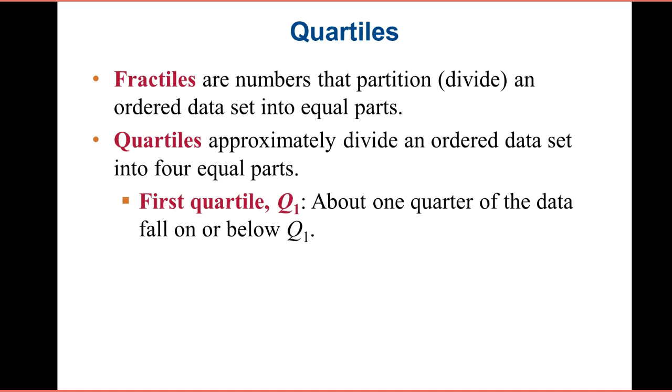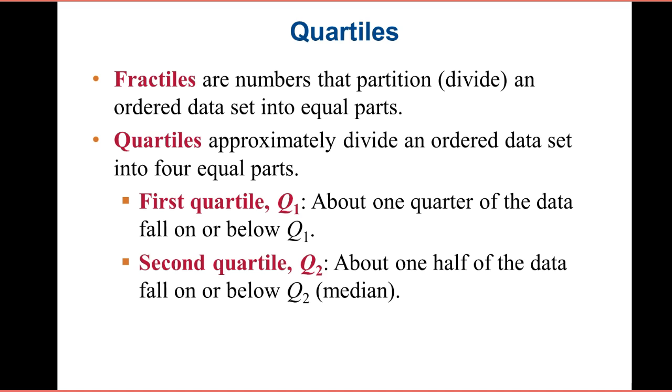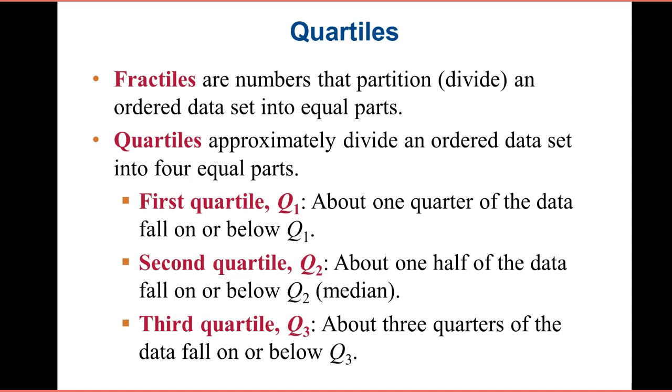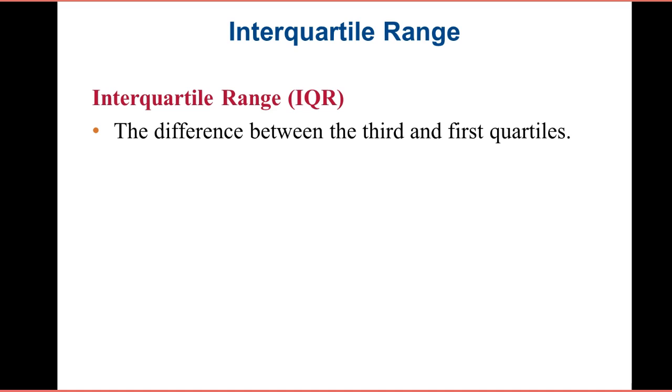So the first quartile divides the data into 1/4. The second quartile divides the data into 1/2. The third quartile divides the data into 3/4. And the interquartile range is the difference between the third quartile and the first quartile.